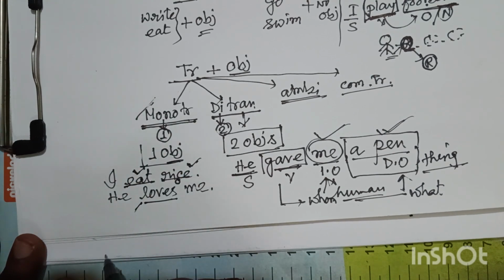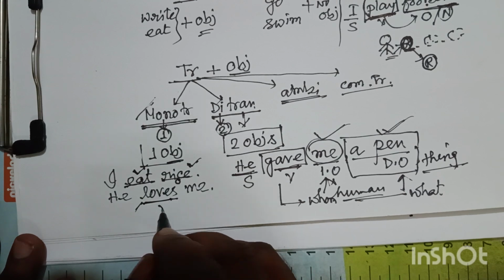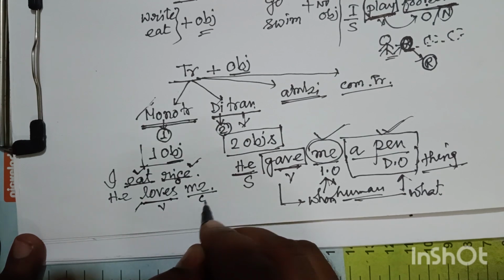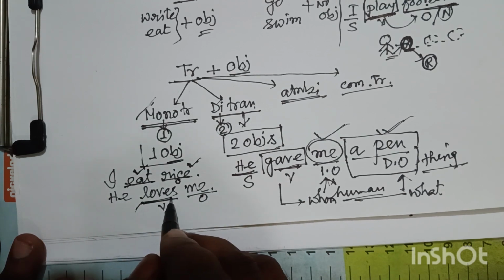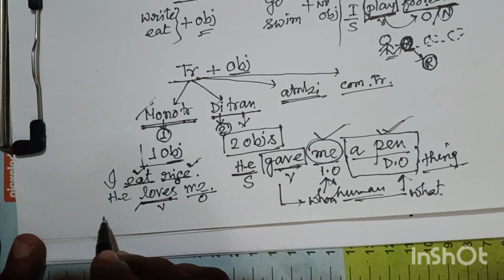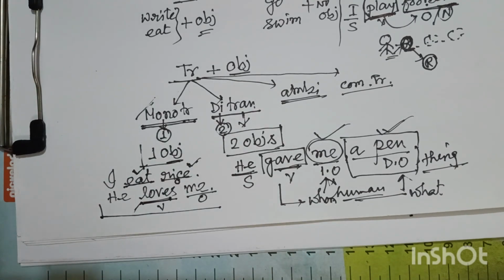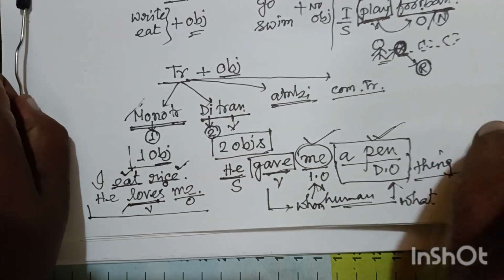Here loves, the verb loves, the object is me. So the verb loves is a monotransitive verb. My dear friends, these two concepts, monotransitive and ditransitive, should be clear to you. If it is clear, then think about this one.